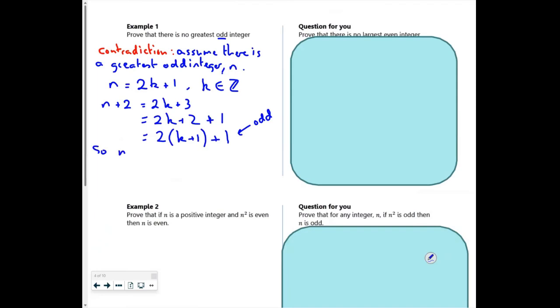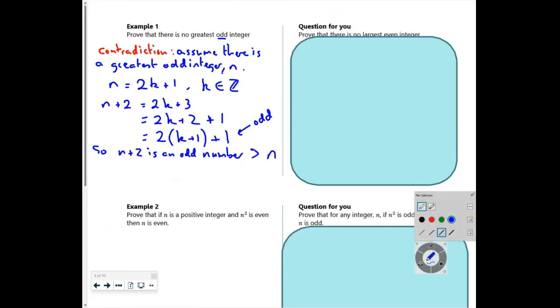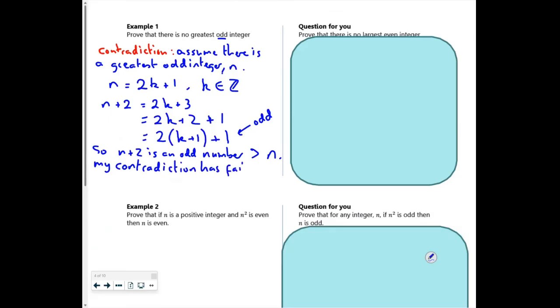So n plus 2 is an odd number greater than n. So my contradiction has failed. Therefore, there is no greatest odd integer.